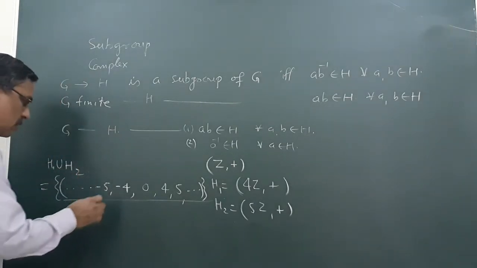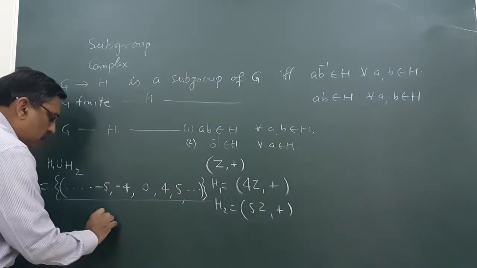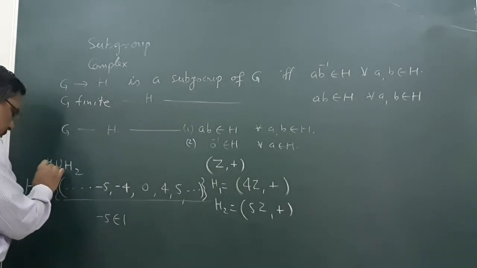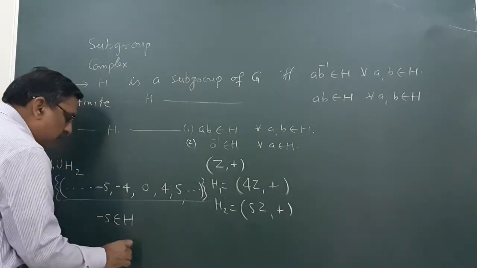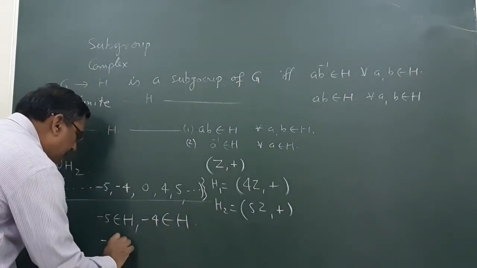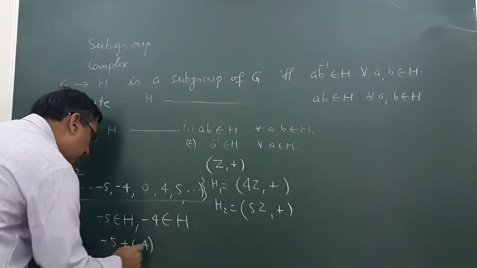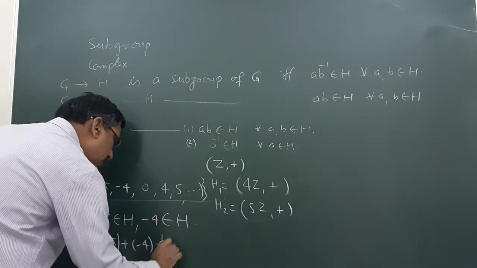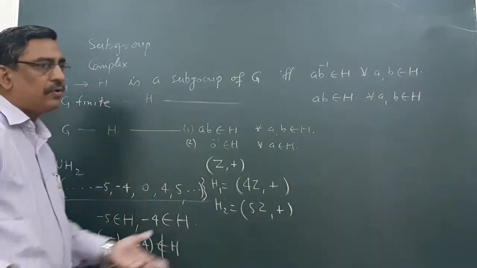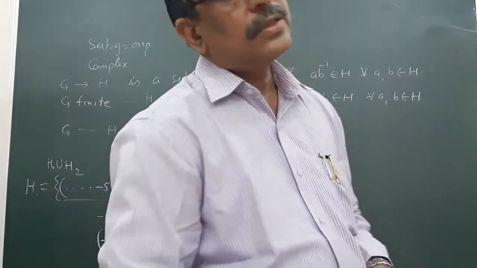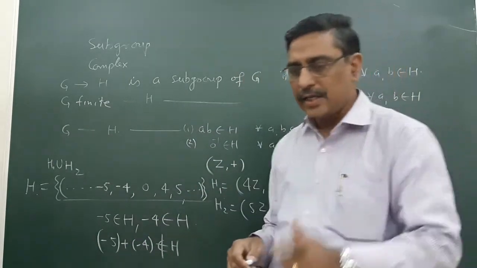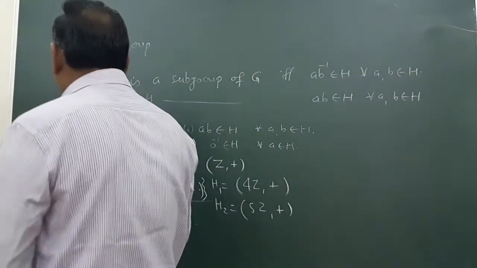Why? Because the union of these two subgroups is H. Here -5 belongs to H, -4 belongs to H, but -5 plus -4, that is -9, does not belong to H. Therefore the union of two subgroups is not a subgroup in general. It is a subgroup only when one is contained in the other. That we have proved.